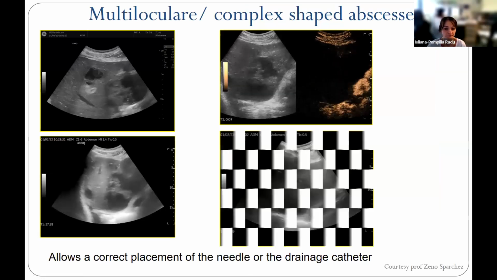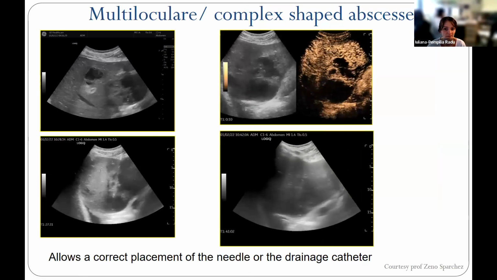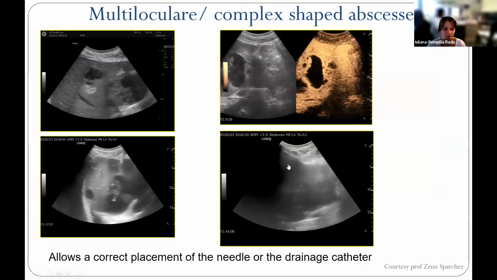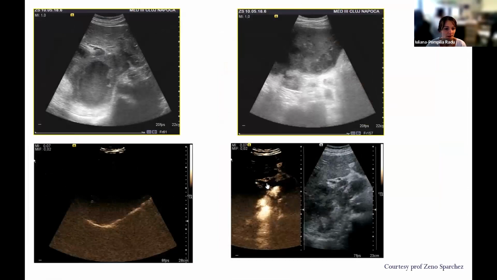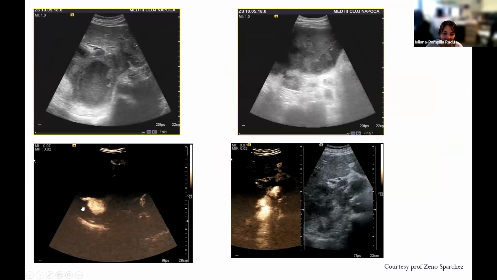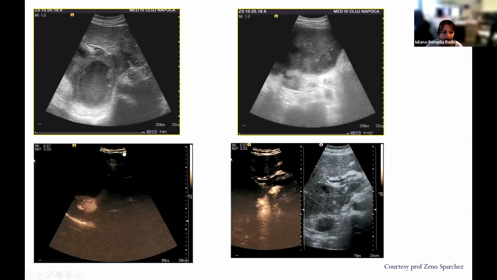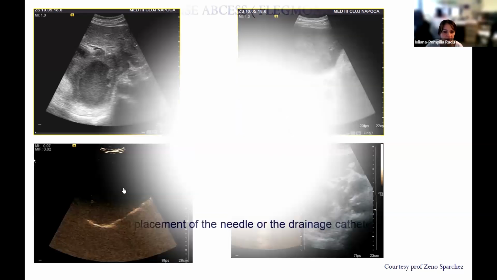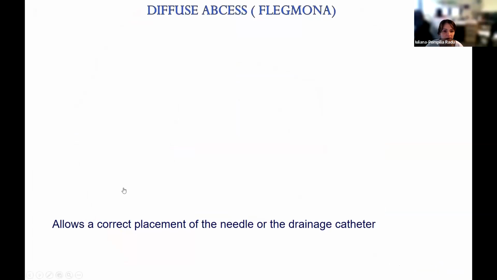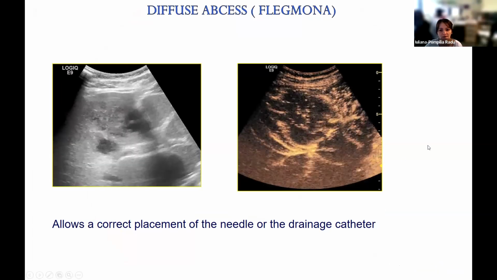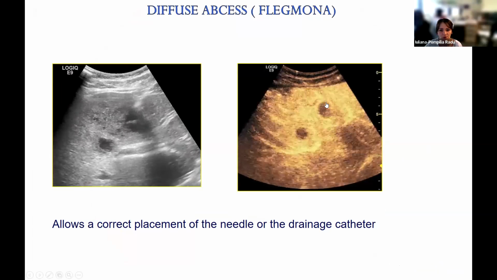And the same, here is a complex abscess. We know exactly where to enter. And here, after we introduce the catheter, we check if it's correctly placed. Okay, here is the intracavitary contrast. Here is a phlegmona. Again, it's super important because we see exactly where we should enter.